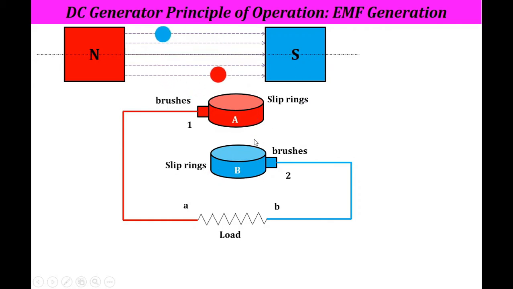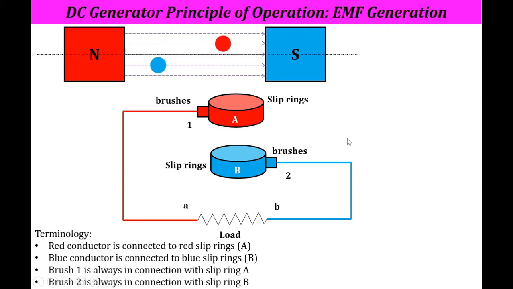Now purposefully the color is made in such a way that we will understand this red portion of the slip ring which is connected to the red conductor, and this blue portion of the slip ring which is connected to the blue conductor. So what is the terminology that we are going to use here? The red color conductor is connected to red slip ring A. The blue color conductor is connected to blue slip ring B. Then brush 1 is always in connection with slip ring A, and brush 2 is always in connection with slip ring B.